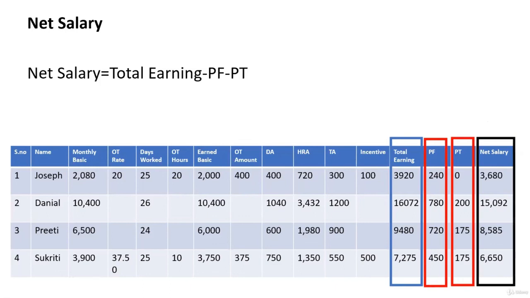In the next lecture, we'll be discussing the payroll structure in Tally and we'll create some masters in Tally.